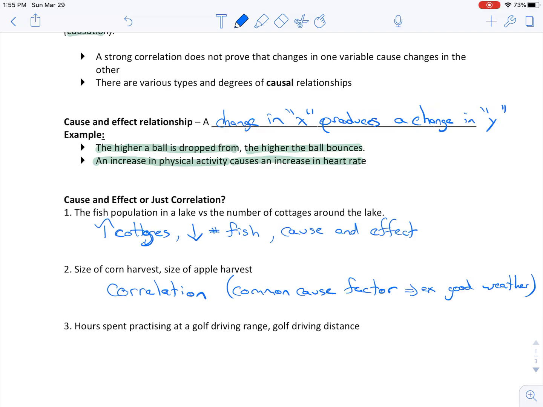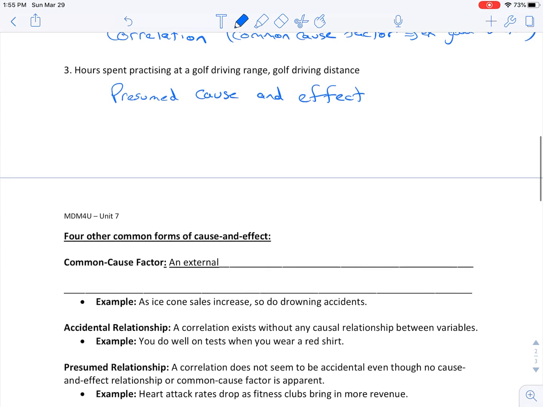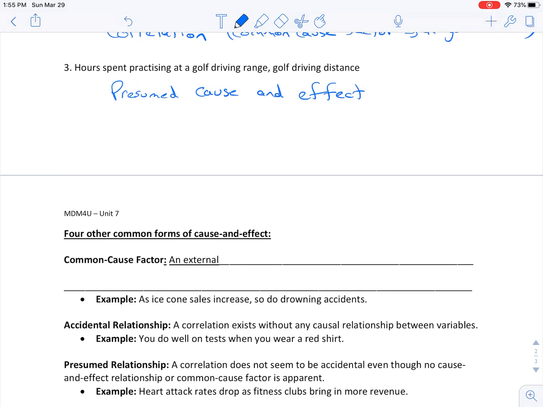The next one says hours spent practicing at a golf range versus golf driving distance. Most people who practice things are generally going to get better, but that's not always 100% the case, so we would say it's a presumed cause and effect. It's not often that when you practice something you actually get worse at it, so we're assuming this is going to be cause and effect.